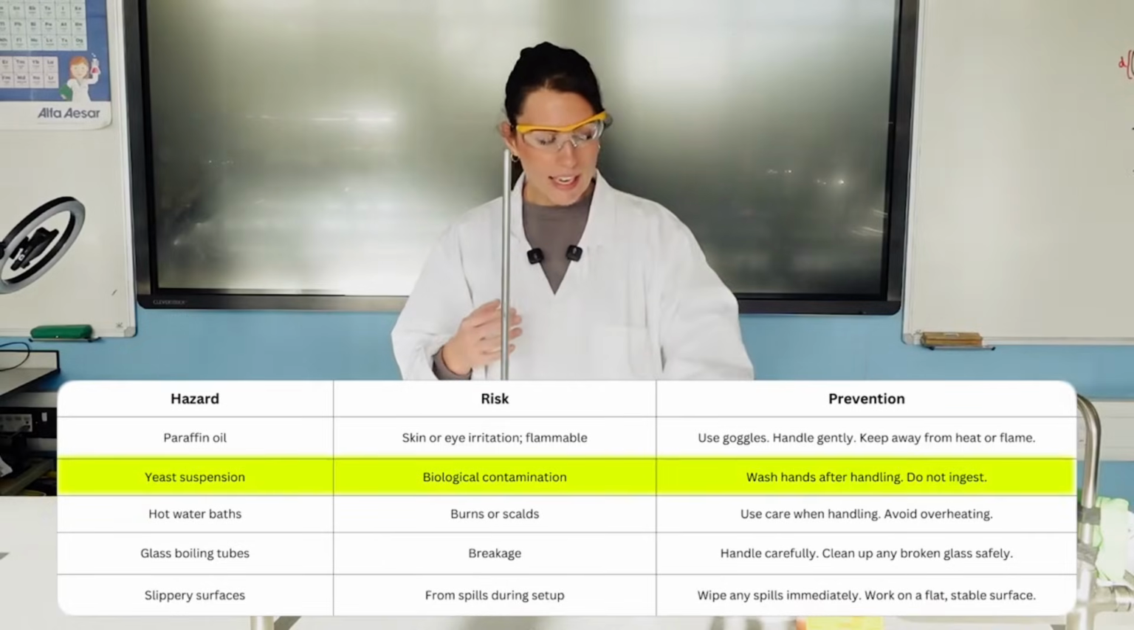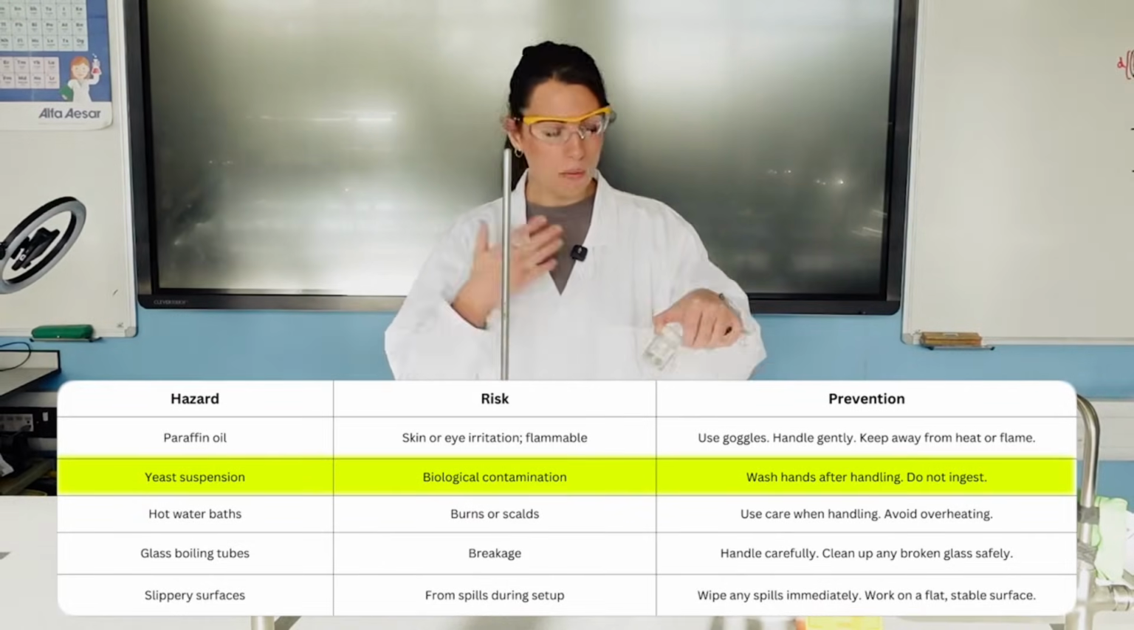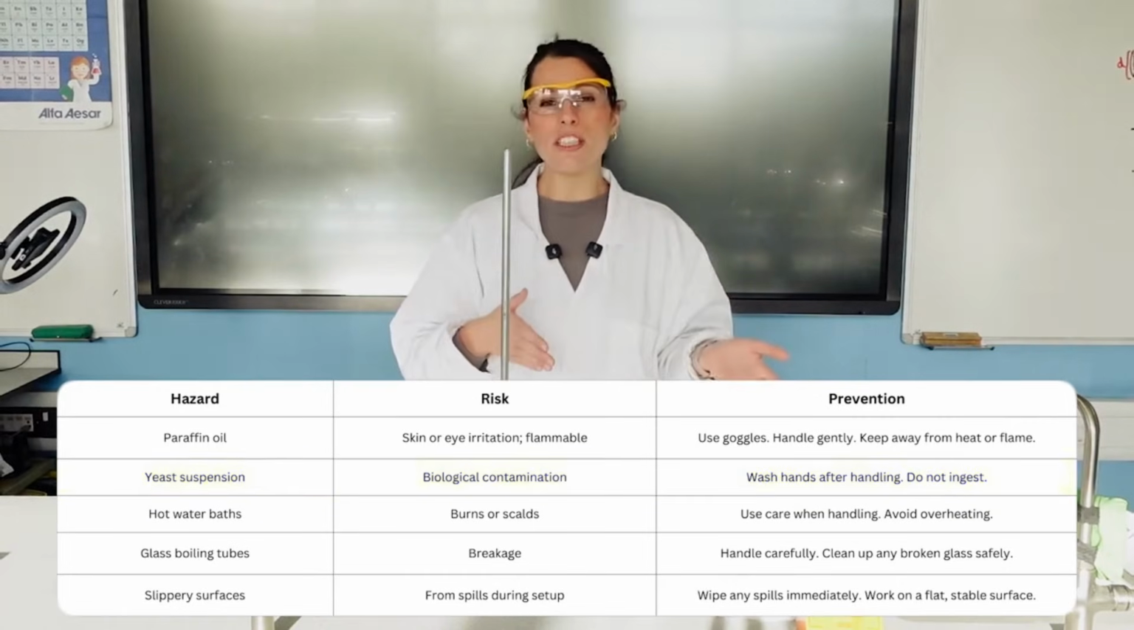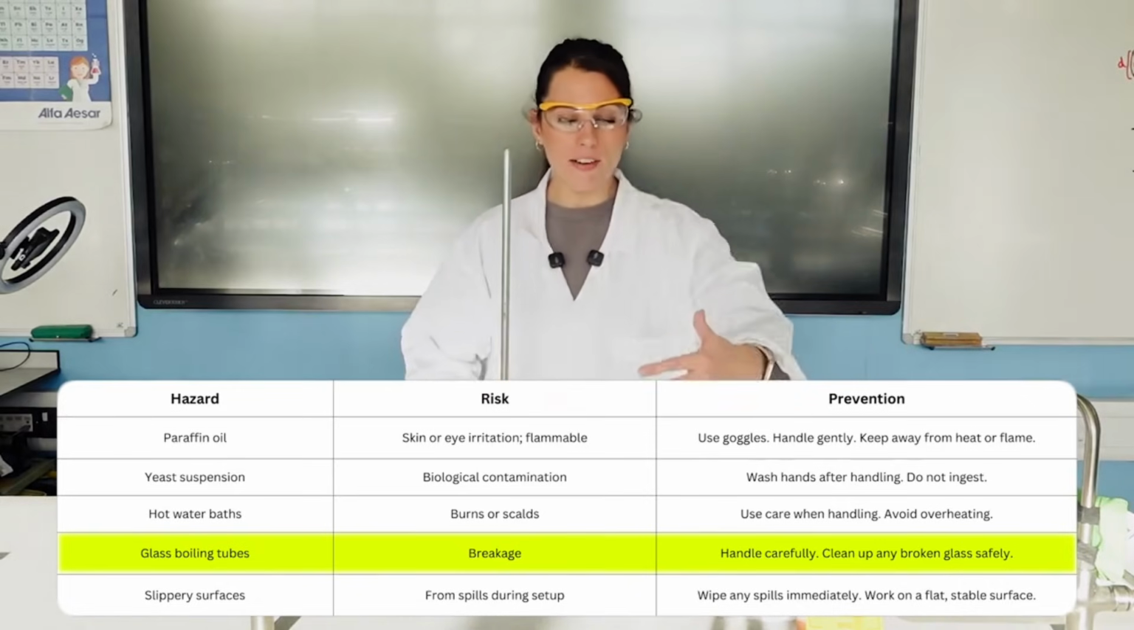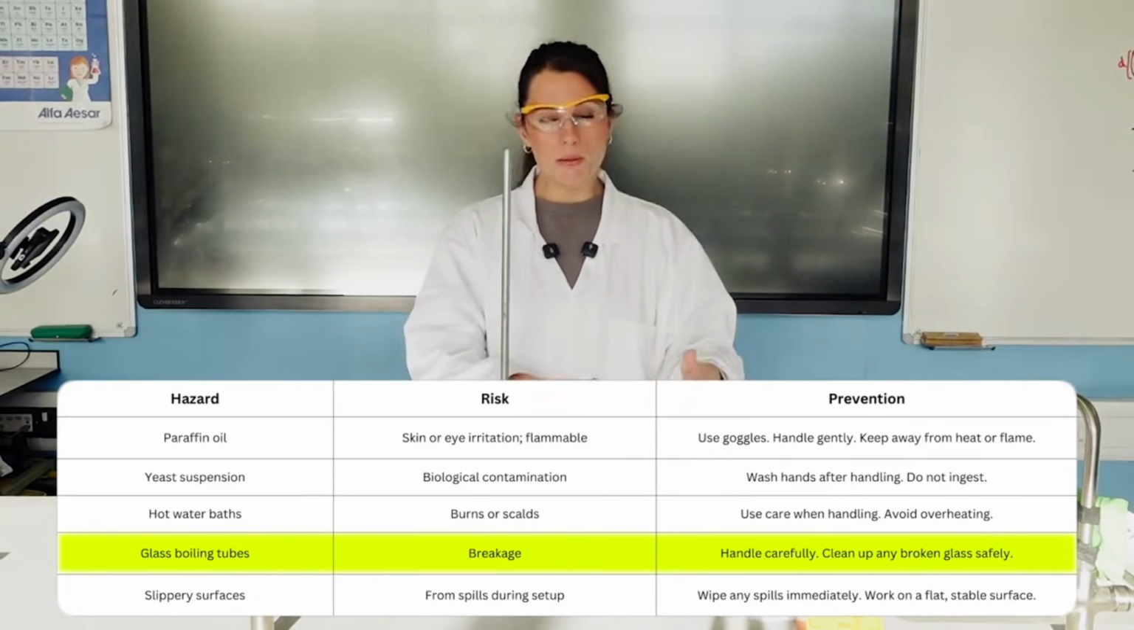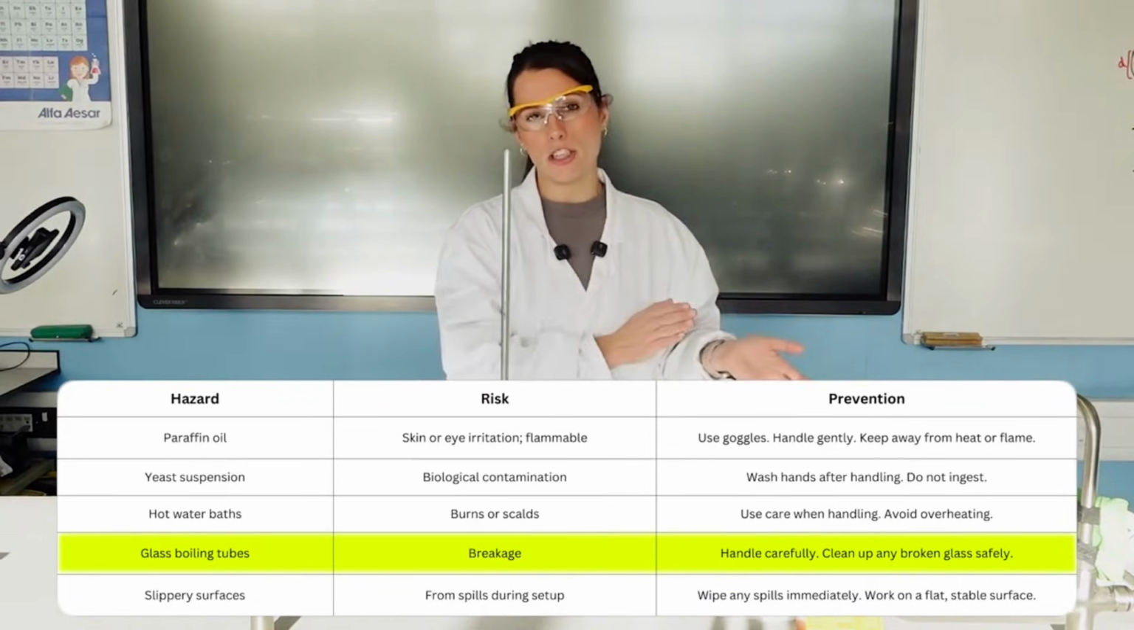In terms of risks linked to this practical, it's quite a low risk one. The main thing is that yes, we are using yeast, which is a microbe, so wash your hands afterwards. And also we do have glassware, so there's always a risk that that could break and cut the skin. So make sure you don't have anything close to the edge. Boiling tubes, when they're not in use, make sure they are in a boiling tube rack as well.